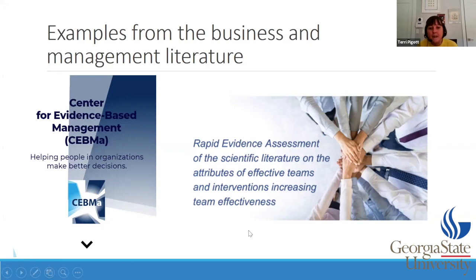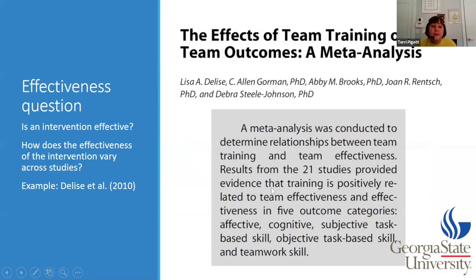So we're going to look more deeply at a couple of examples from this rapid evidence assessment in my talk today. So going back to the main questions that meta-analysis can address, one of the first questions that we might think about, again, is this effectiveness question. How effective is an intervention, and how does the effectiveness of that intervention vary across studies? So from that rapid evidence assessment that I got from my colleagues, there was one meta-analysis here that looks at the direct effect of team training on team outcomes.